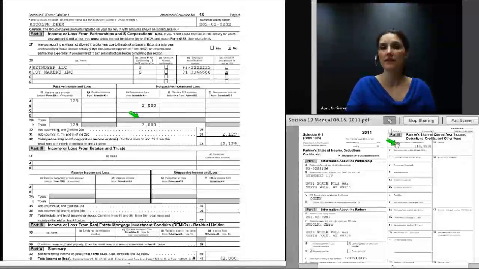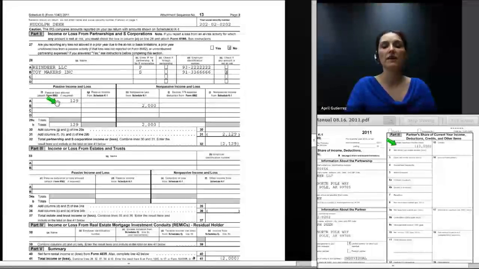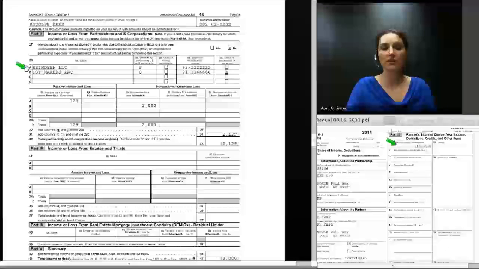But we've already discussed the fact that Rudolph is passive in that activity. He will not be allowed to claim a loss on the activity that exceeds his income from other passive activities. He has $129 of passive income from his interest in the rental property. So that means he will be allowed to claim a $129 passive loss on Reindeer LLC. And the remaining loss of $9,871 is going to carry forward to 2012 and future years.